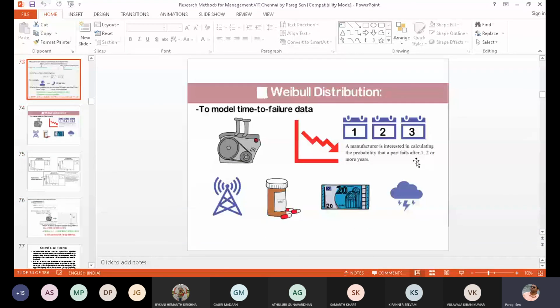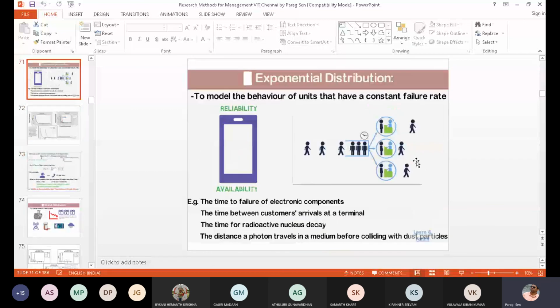I will also discuss these three very important distributions: the binomial distribution, Poisson distribution, and exponential distribution. I will also give you a reminder on how to compare them, and how to very easily understand which particular distribution you should select for which type of problem. I will give you an idea of how to understand it in a very quick way.